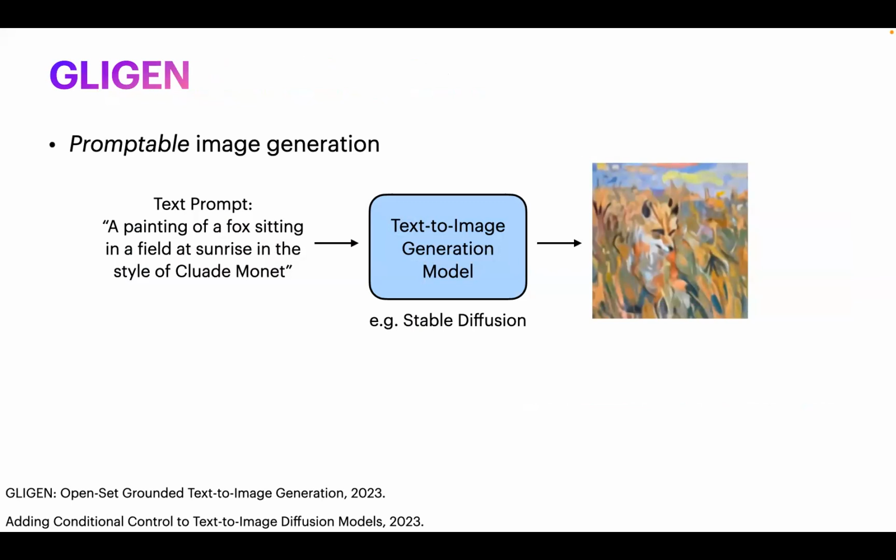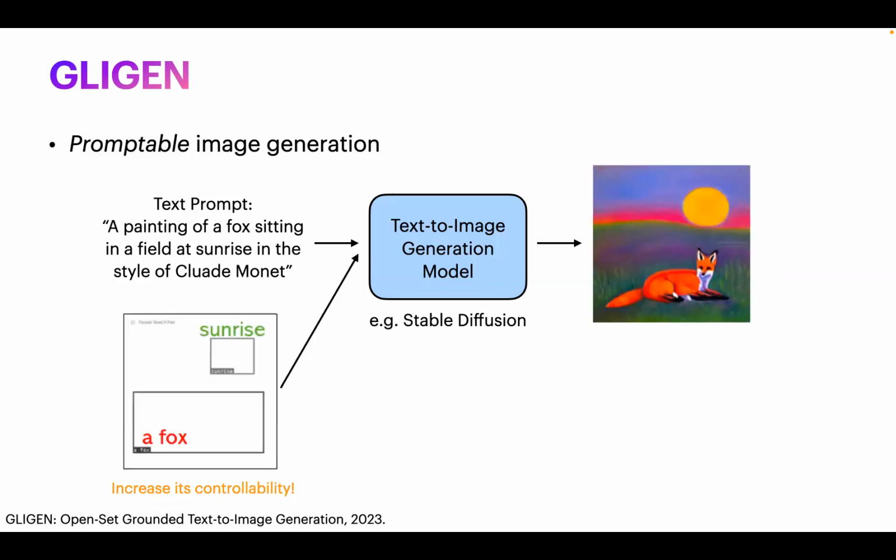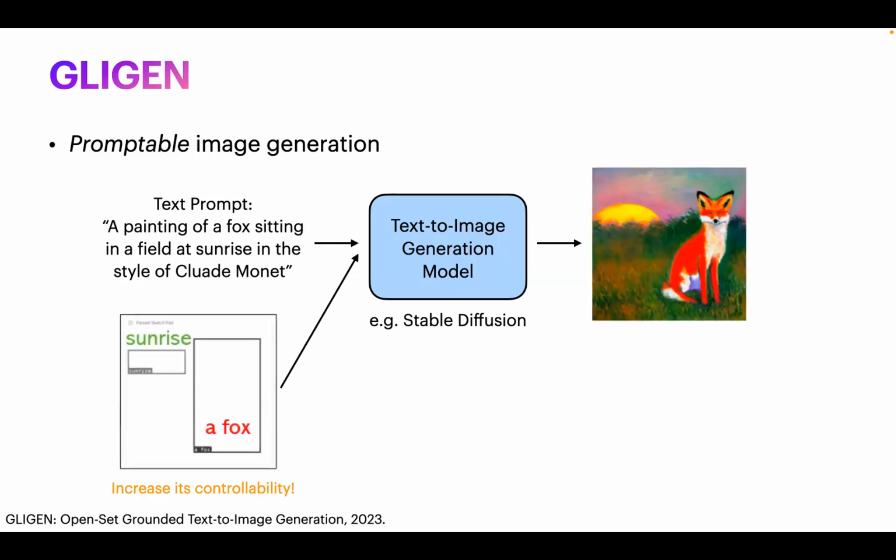So to create a promptable image generation method, usually a pre-trained text-to-image generation model like Stable Diffusion or DALL-E can only control image generation through a text prompt. A lot of people who have done this know it is laborious and very annoying because you can never precisely find the text prompt that generates the desired output. So instead, GLIGEN wants to increase its controllability by adding more precise forms of visual prompts that can guide generation, so that you can generate more precise images that the user desires.